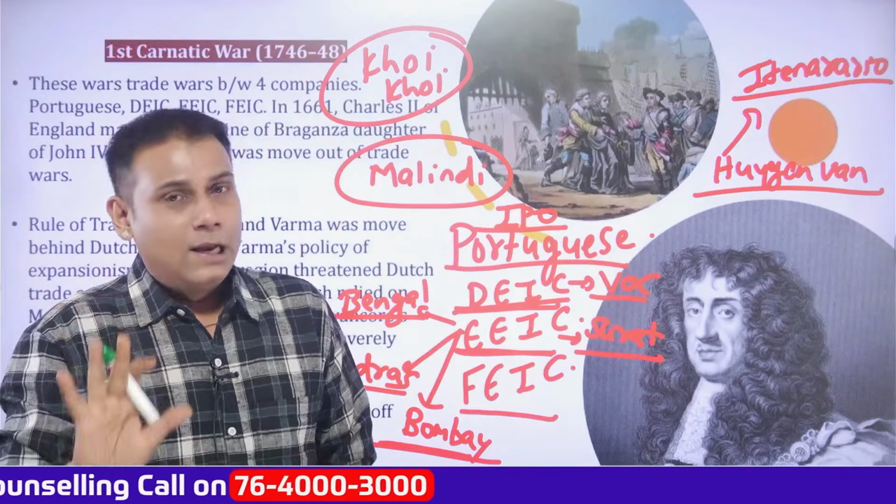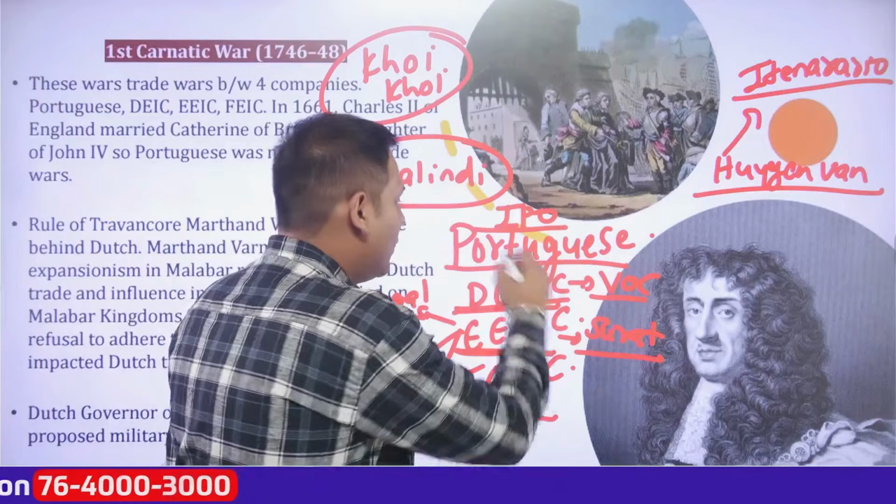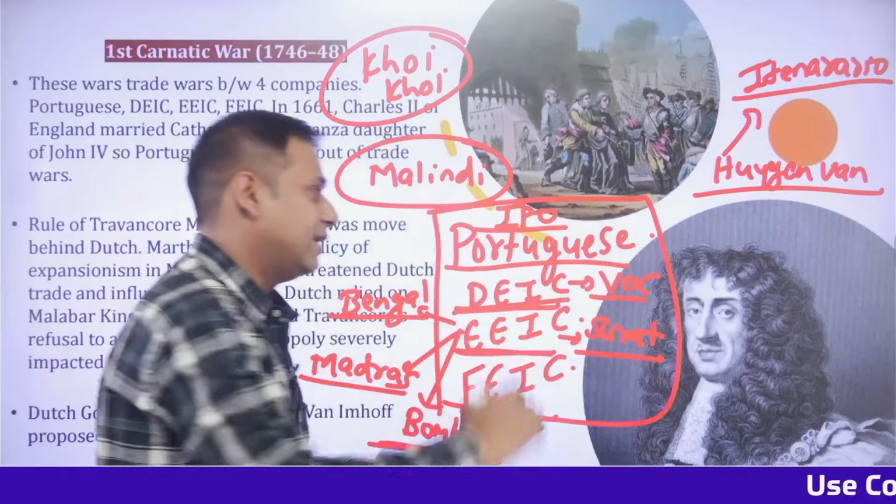Okay. Now, this was the basic introduction of the 4 colonial powers in India.